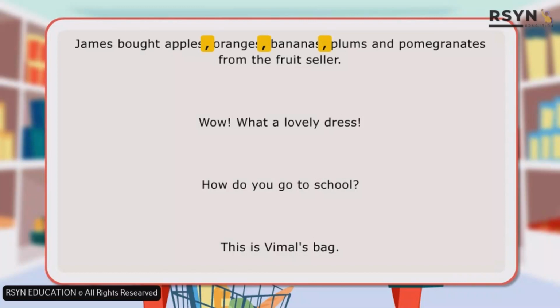In the first sentence, there is a short pause after apples, oranges, and bananas, represented by a comma, to segregate various items mentioned. There is also a bigger pause at the end of the sentence, represented by a period mark, signifying the end of a statement. The next sentence presents an expression of surprise and joy denoted by an exclamation mark. The third sentence asks a question denoted by the question mark at the end of the sentence. The last sentence shows the bag belongs to Vimal, and for showing ownership, an apostrophe has been used after Vimal.